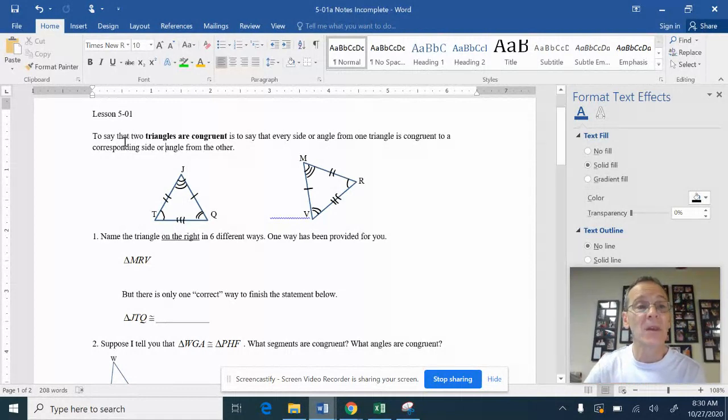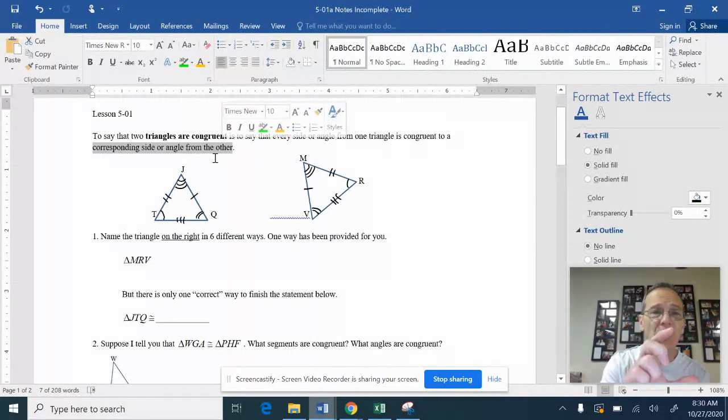Okay? To say that two triangles are congruent is to say, this is the definition, that every side or angle from one triangle is congruent to a corresponding side or angle from the other. Okay? Every side from one triangle has a matching side, so to speak, from the other. And every angle from one triangle has a matching angle from the other, so to speak.